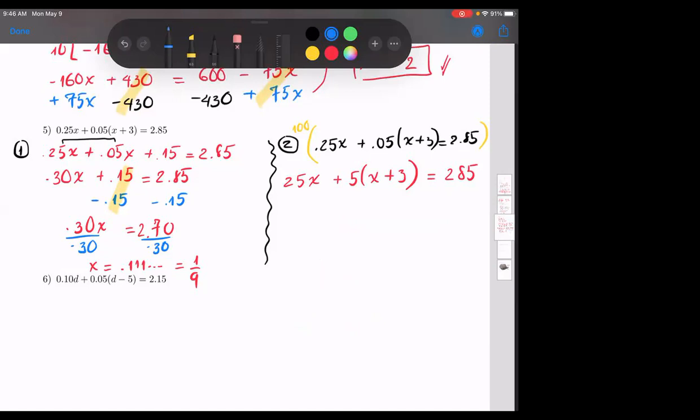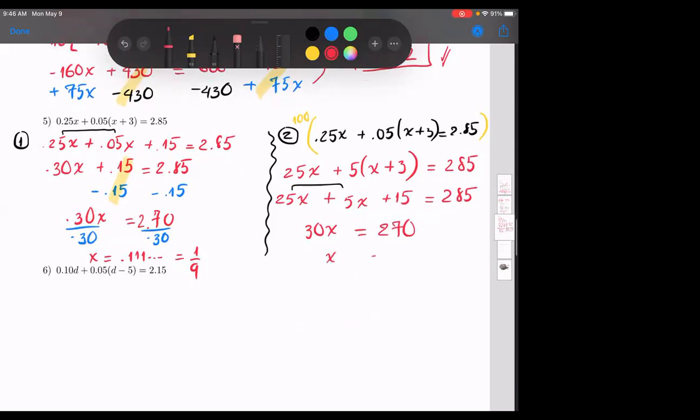Okay, so now it looks a bit more friendly, right? 25x, something that you're comfortable with, plus 5x plus 15 equals 285. Combine like terms. 25 plus 5 is 30x. And then you subtract the 15. So 270. Divide both sides by 30, you got 19.